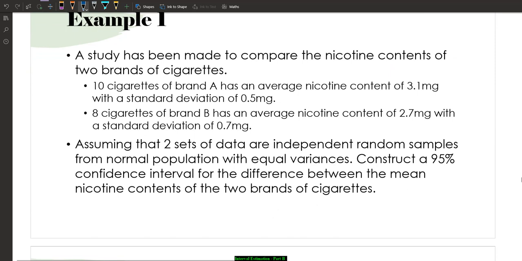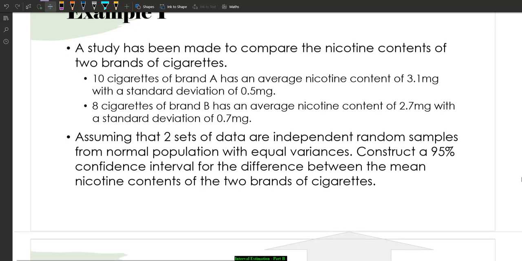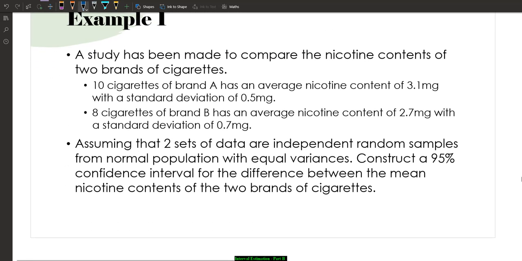So now look at example number 1 to understand how to use the formula, and how the interval estimation works using that formula. A study has been made to compare the nicotine content of two brands of cigarette. 10 cigarettes of brand A have an average nicotine content of 3.1 milligram with a standard deviation of 0.5 milligram. And for the second brand, 8 cigarettes of brand B have an average content of 2.7 milligram with a standard deviation of 0.8 milligram. So let's jot down the information the statement gives us.